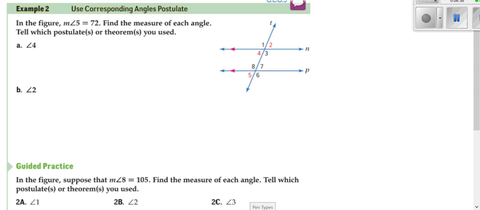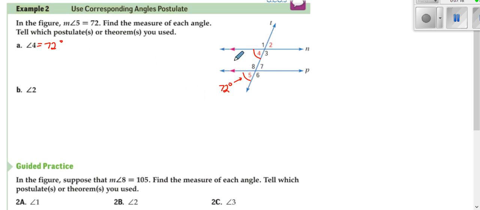Now, to put this into practice, if angle 5 equals 72, where's angle 5? There it is right there. Angle 5 is 72 degrees, okay? Find the measurement of angle 4. Well, angle 5 and angle 4 are corresponding angles. One's inside, one's outside. The lines are parallel, right? See the little arrows there? Lines are parallel. So 4 and 5 would then be congruent to each other. So if angle 5 is 72, then we would also know that angle 4 would equal 72 degrees.